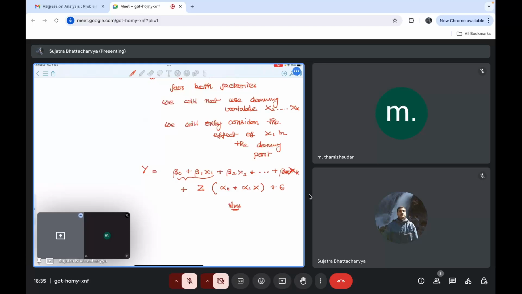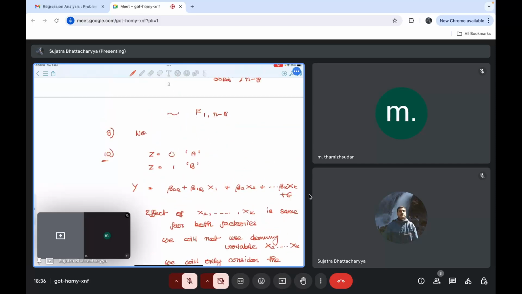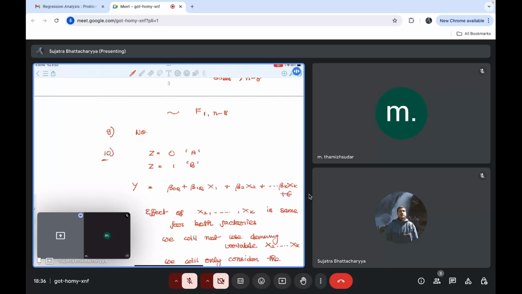Since x2 to xk are coming from the same factories, the mean is the same for both the factories, so we will not be using them in the dummy part. Only what is different has to be used. That is the main point. So there is a nice explanation in the 10th question.